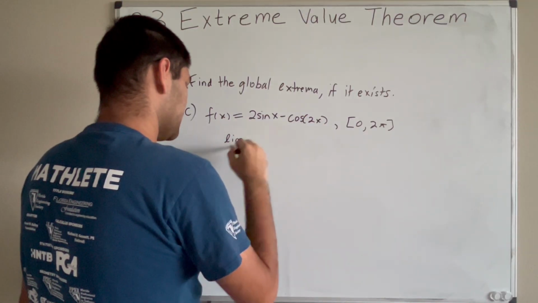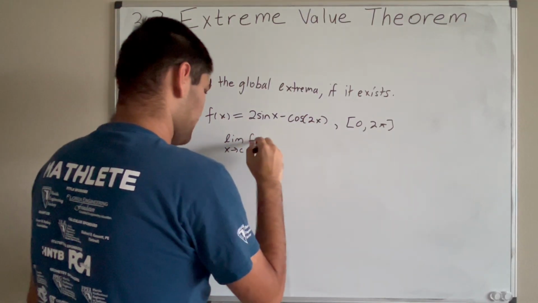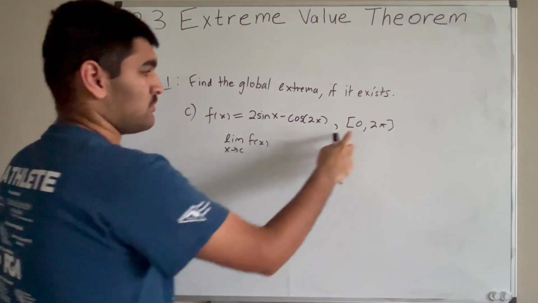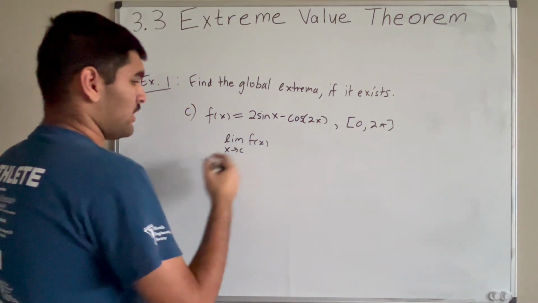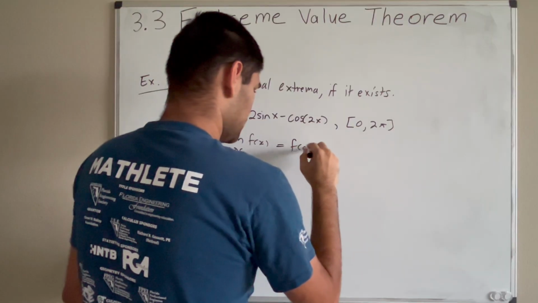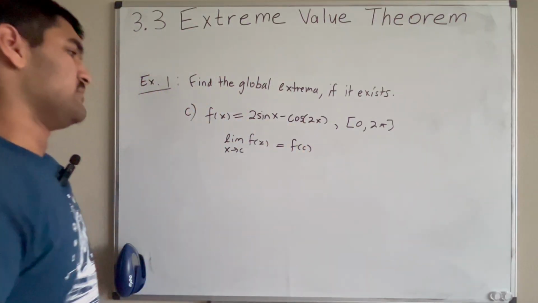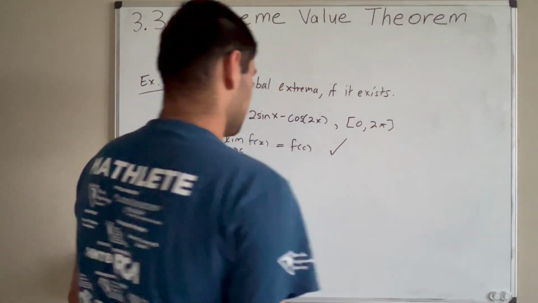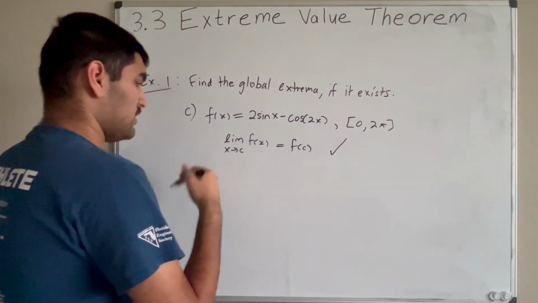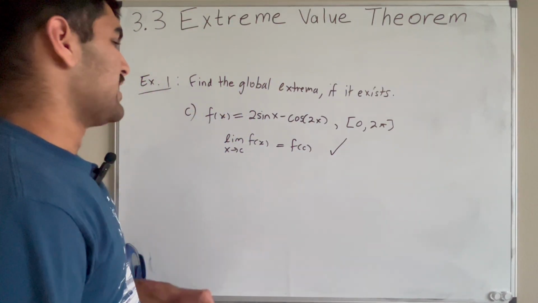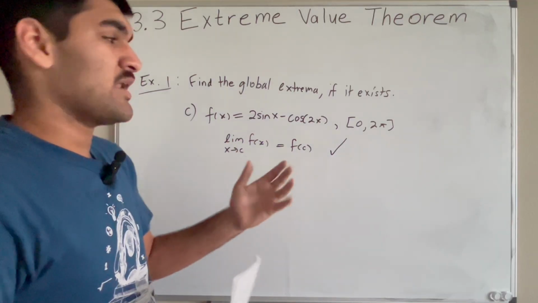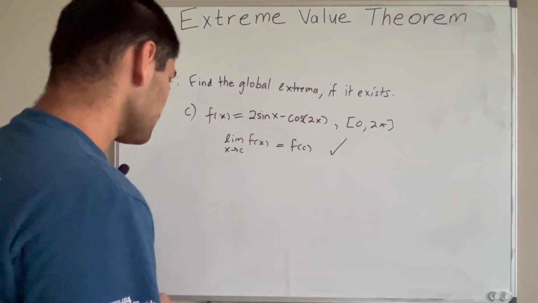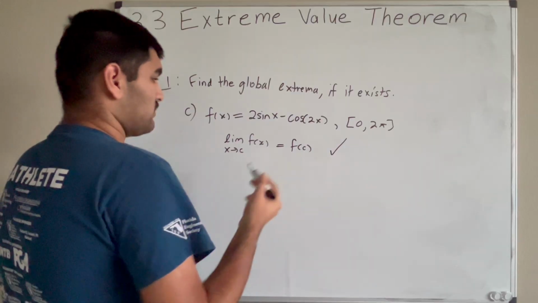Well, we just simply take the limit as x approaches c of f of x, where again, c is some point in this interval. And you will always get that this is equal to the function evaluated at c, just equal to f of c. And so this is the definition of continuity, and so therefore f is continuous. All right. So then the extreme value theorem guarantees that f has a global maximum and a global minimum on this interval. All right. So now how do we find them?